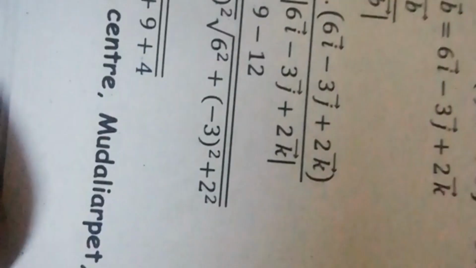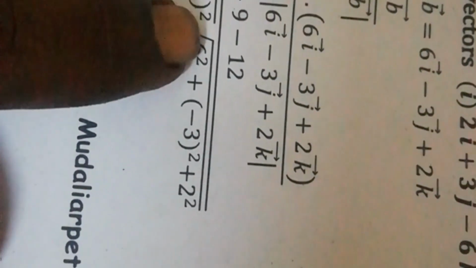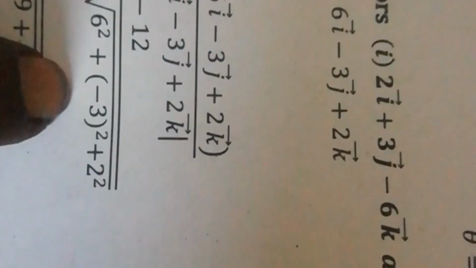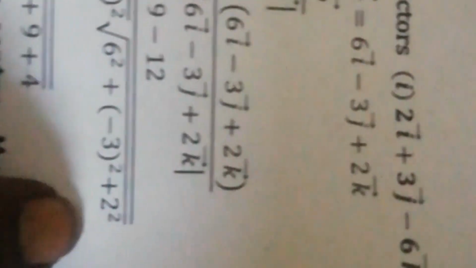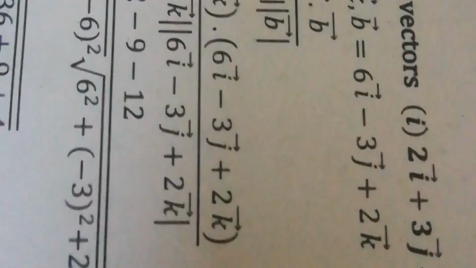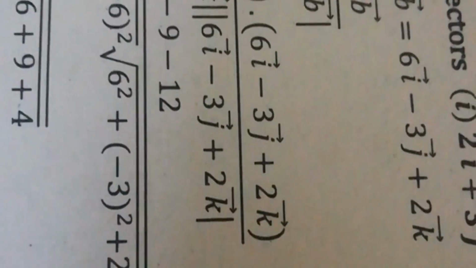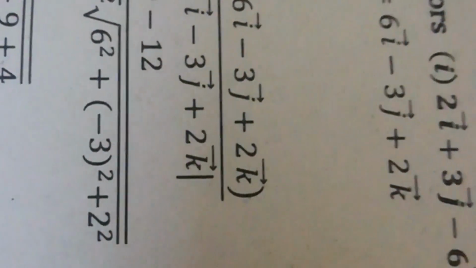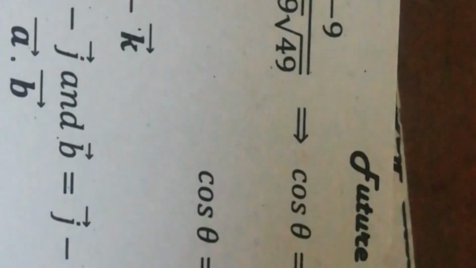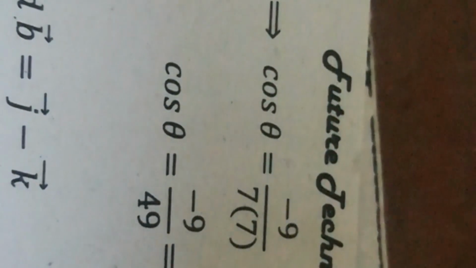Simplify. Here modulus means root of x square plus y square plus z square. Root of 2 square plus 3 square plus minus 6 square, and the other is root of 6 square plus minus 3 square plus 2 square. 2 square means 4, 9, 36. Root of 36 plus 9 plus 4, so we get minus 9 by root 49, and root 49 into root 49 is 49. Or you can put 7 into 7, 49. But you can't simplify it, 9 by 49 only.